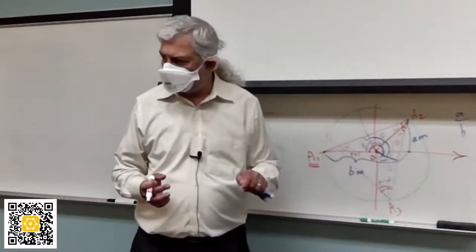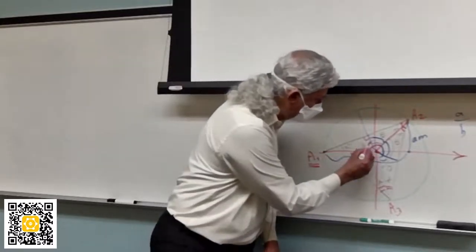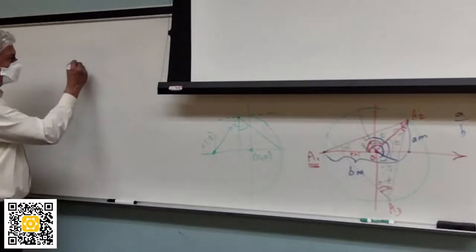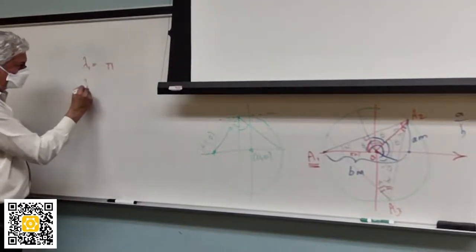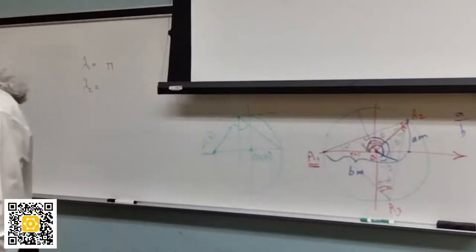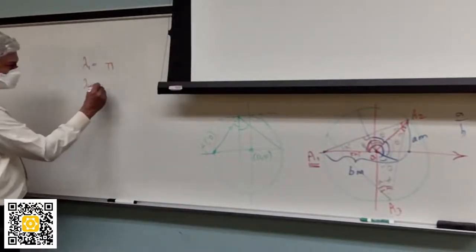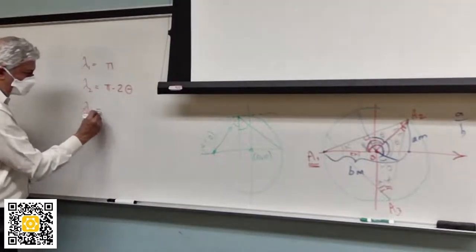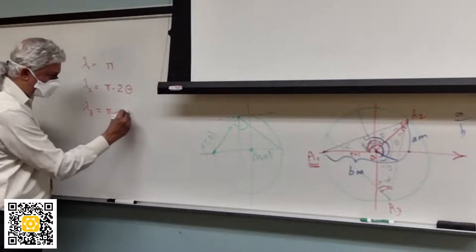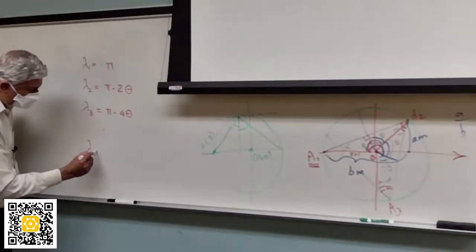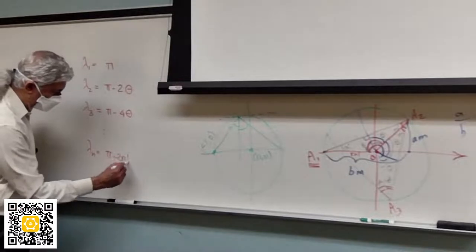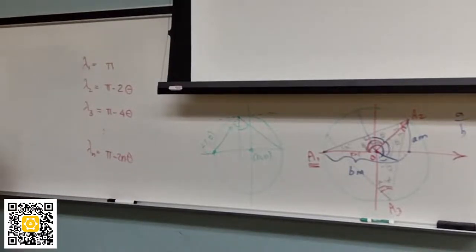After one bounce, my polar angle is going to be, I can add this theta and I can add another theta. What's it going to be? So let's call the first angle pi. What do you think the second angle is going to be? What's the polar angle of A2? Pi minus 2 theta, right? And what about lambda 3? That's right. So it should be pi minus 4 theta, and so on. So after n bounces, I can pretty much figure out it's going to be pi minus n times 2 theta. So if I know theta, this is not so hard to figure out.